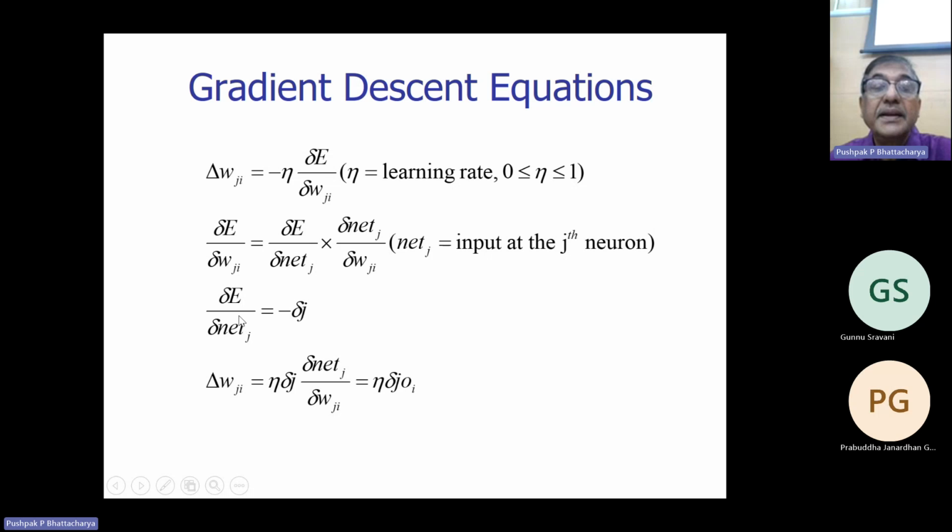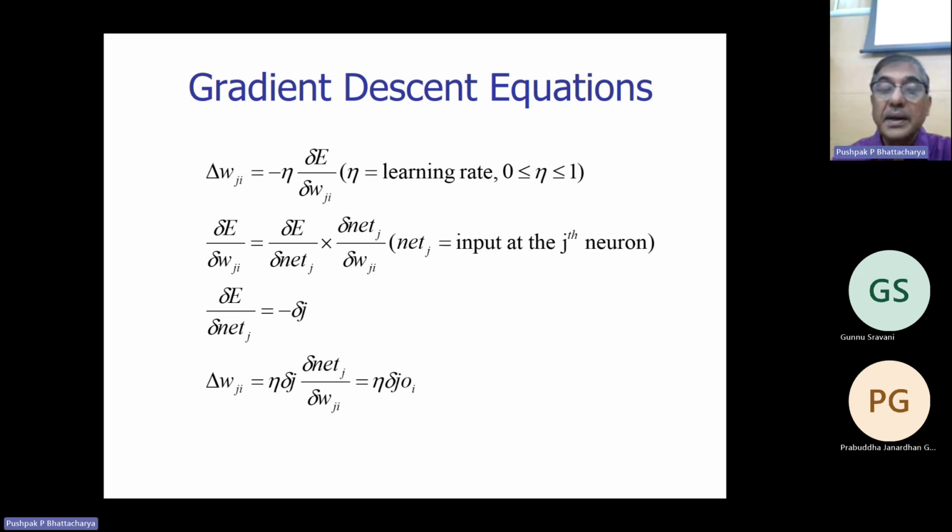Now, ∂E/∂net_j, the derivative of the error seen at the outermost layer with respect to some neuron's input, where net_j is the input at the jth neuron, is given the notation minus delta_j. This is going to play an important role in backpropagation. So ΔW_ji, the change in weight, is the learning rate times delta_j times ∂net_j/∂W_ji. Now ∂net_j/∂W_ji is equal to O_i.